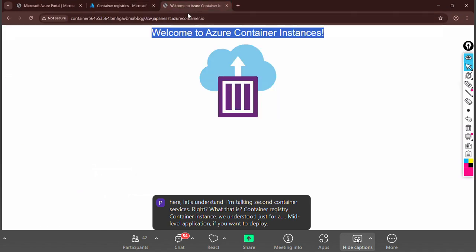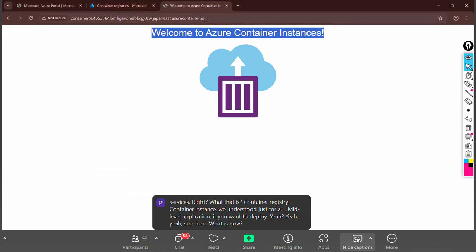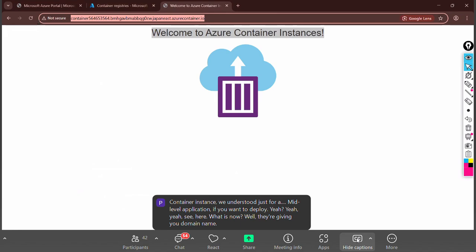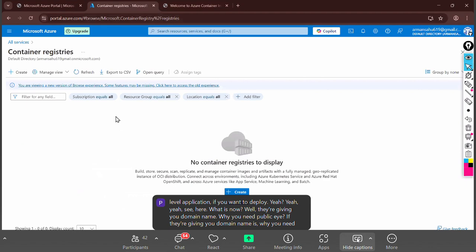Yeah, see here. What is it now? They are giving you a domain name. Why do you need a public IP? If they are giving you a domain name, why do you need a public IP?